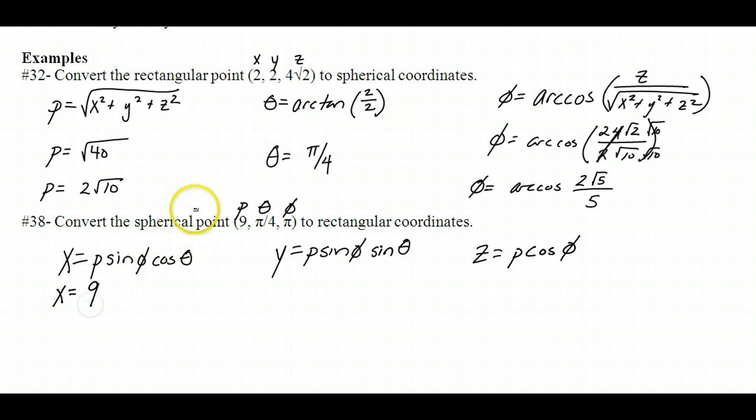So we have 9 times sine pi. Sine of pi is just equal to 0. So that's really nice. And we don't really care now what cosine of theta is, square root of 2 over 2, but really it's meaningless. So x is equivalent to 0.